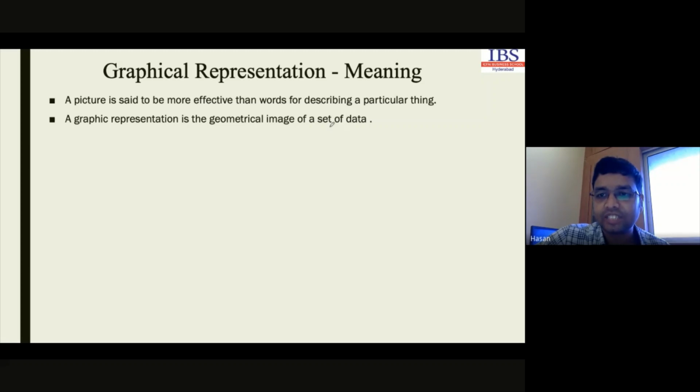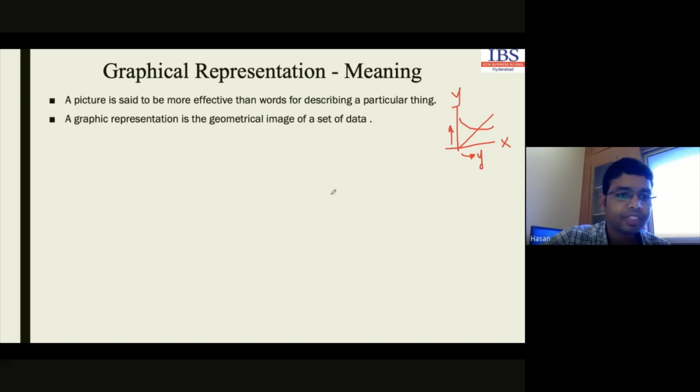Next one is that graph representation is a geometrical image of a set of data. Basically a geometrical set of data, because to draw a graph we need a minimum of two axes. One is the x-axis, another one is the y-axis. So based on this we have to plot it. If we consider this x-axis as the year-on-year data and the y-axis as the sales value, then whatever trend it is following, we can easily draw this one. So this is basically representing the geometrical data of sales value.